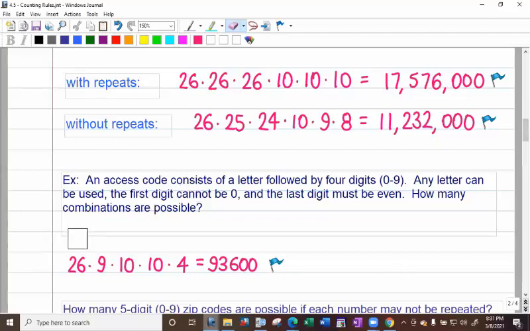Okay, the first one's easy. Any letter can be used, all 26. Now, the first digit cannot be a 0. I mean, it can be anything 1 through 9. So there's 9 choices there. Next one, no restrictions here. Any of the 10 digits can be used, no problem. Same thing with the next position. There's no restrictions there. The next restriction is not until the very last digit. It must be even. So if it must be even from 0 to 9, 0 is not an even number, by the way. 2, 4, 6, and 8 are your only choices. There's only 4 choices. So you would multiply those 5 numbers together and get that answer.